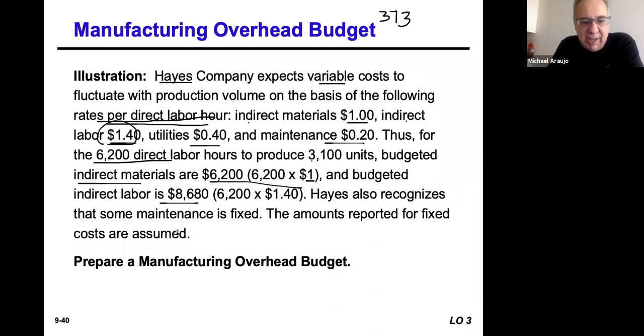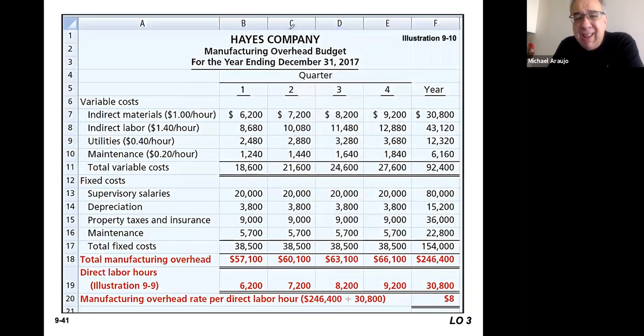Hayes also recognizes that maintenance is fixed, and so they ask us to prepare the manufacturing overhead budget. And this illustration is on page 373, again, for your reference. The first thing we do is we understand that our fixed costs are going to be given to us in most cases here, but we will have to calculate our variable costs based on production. Well, it's actually based on labor hour.